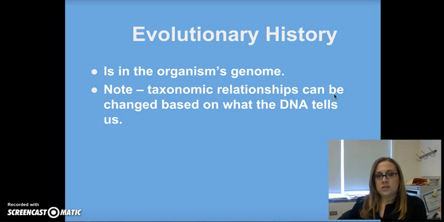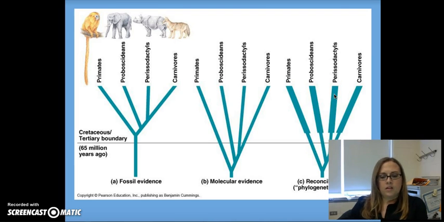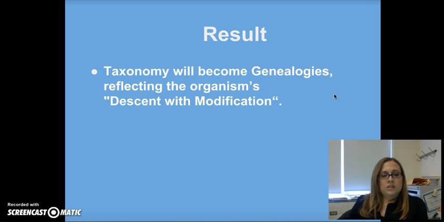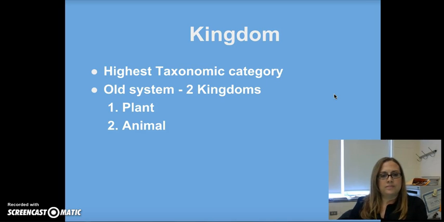This is fairly new, looking at phylogeny using DNA. Prior to this kind of technology, we essentially were relying on a lot of morphological data to group things. But now that we have the DNA technology available, it can actually change some of these taxonomic relationships. The result is that taxonomy will become genealogies reflecting the organism's descent with modification.